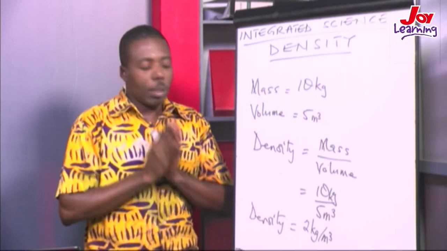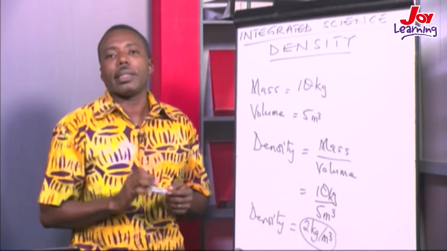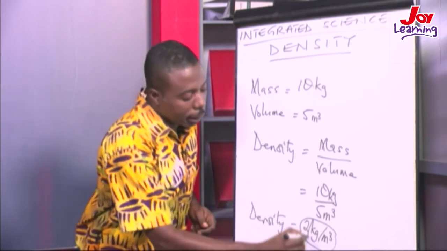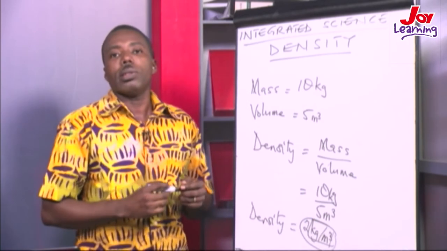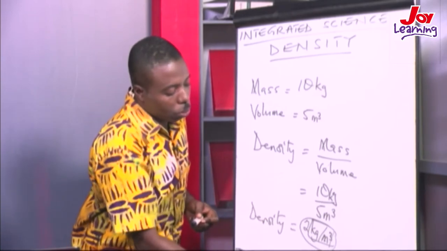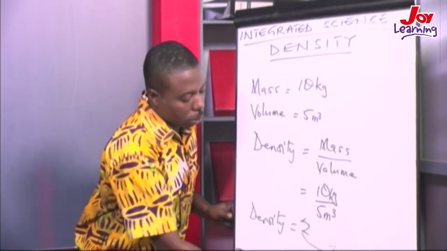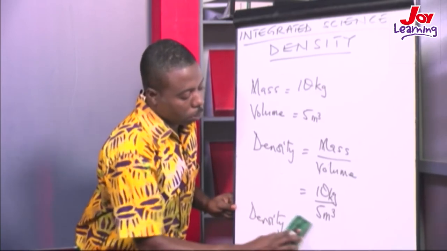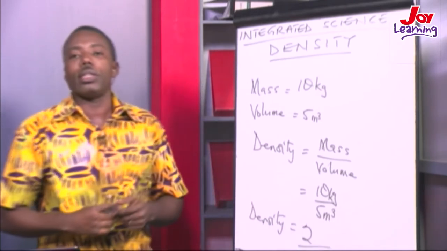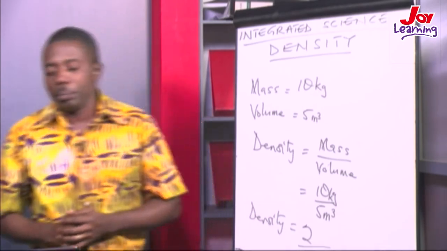So don't forget this. Because if you get the unit wrong, which is very important, then you get your final answer wrong. Because it is the unit that makes the value density. If you calculate everything and you get 2, and you write the number 2 and you don't attach any unit to it, then you lose marks for your final answer.